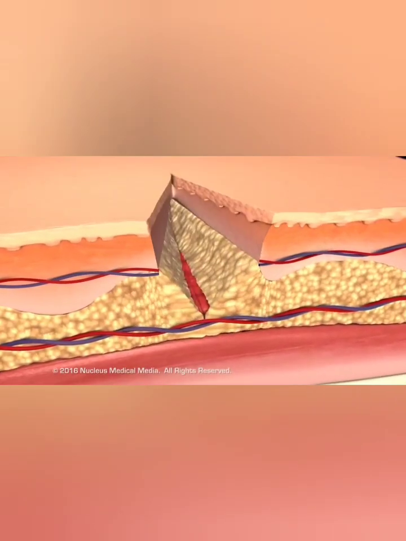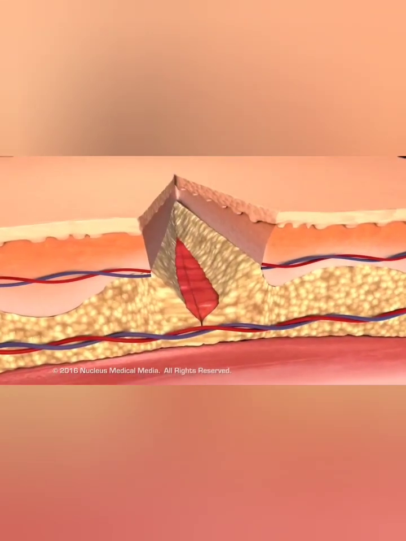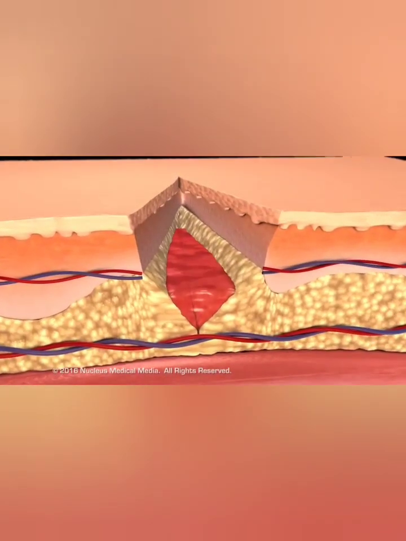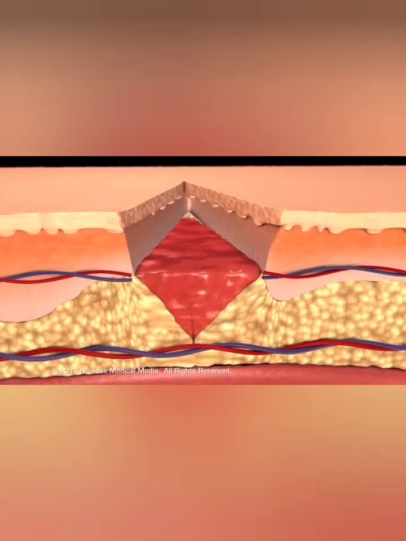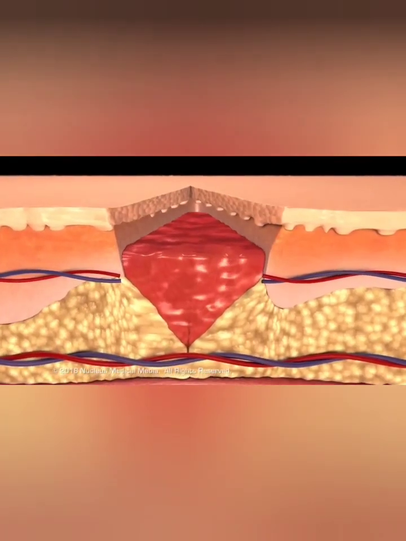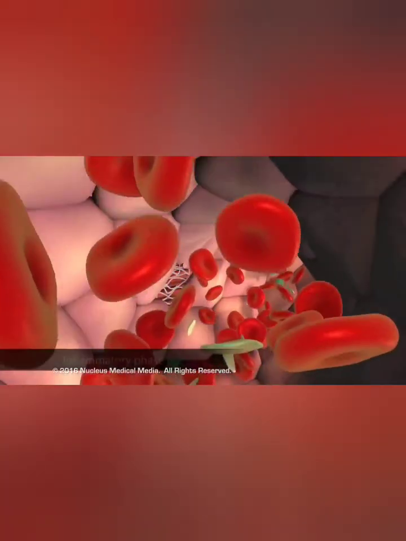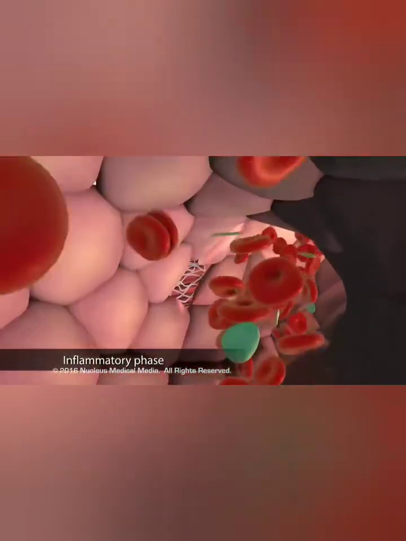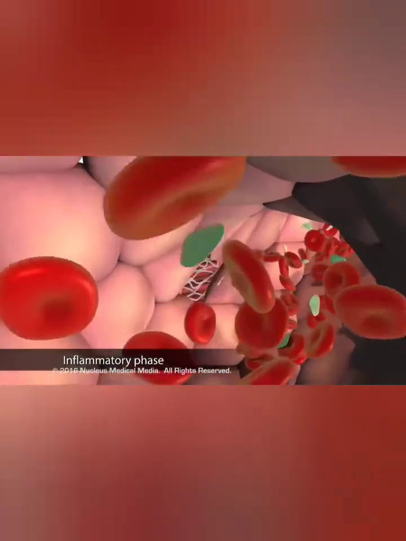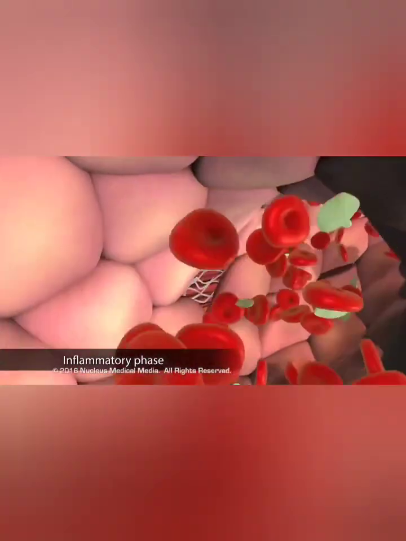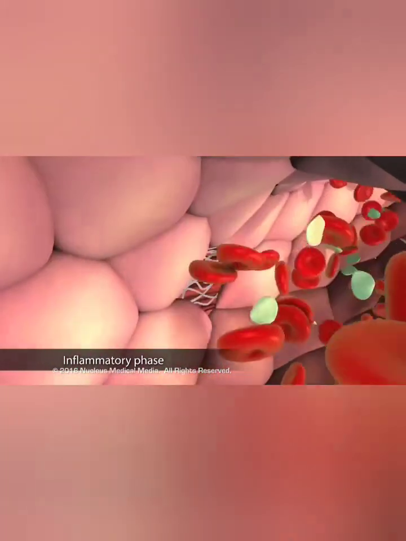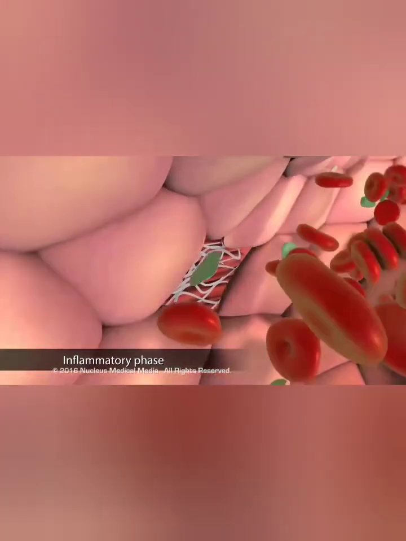A scrape, or puncture wound, kills nearby cells, damages underlying structures, and triggers the complex process of repairing the skin. Wound healing is a three-step process. The inflammatory phase begins immediately upon injury.